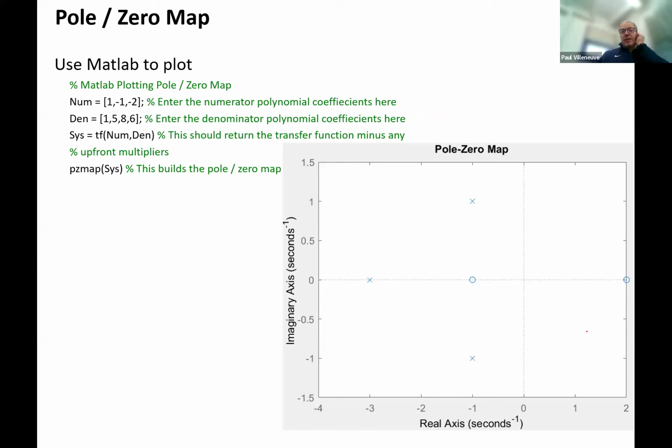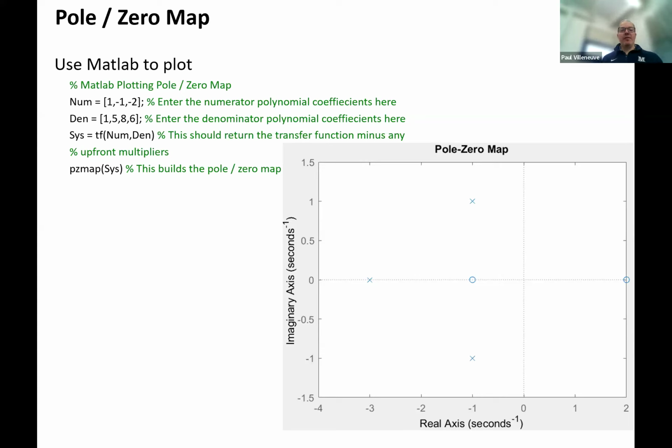And MATLAB will do that for you. Numerator, denominator, sys, which is your transfer function. And then you can actually have a pole zero map. All right. You'll notice though, when I do it over here, the only problem is that it doesn't have that multiplier of 2 up front.